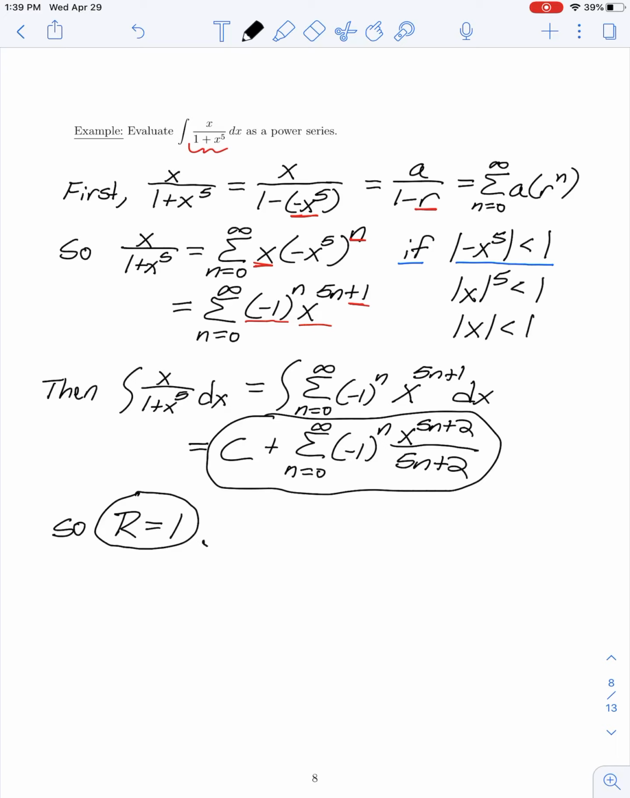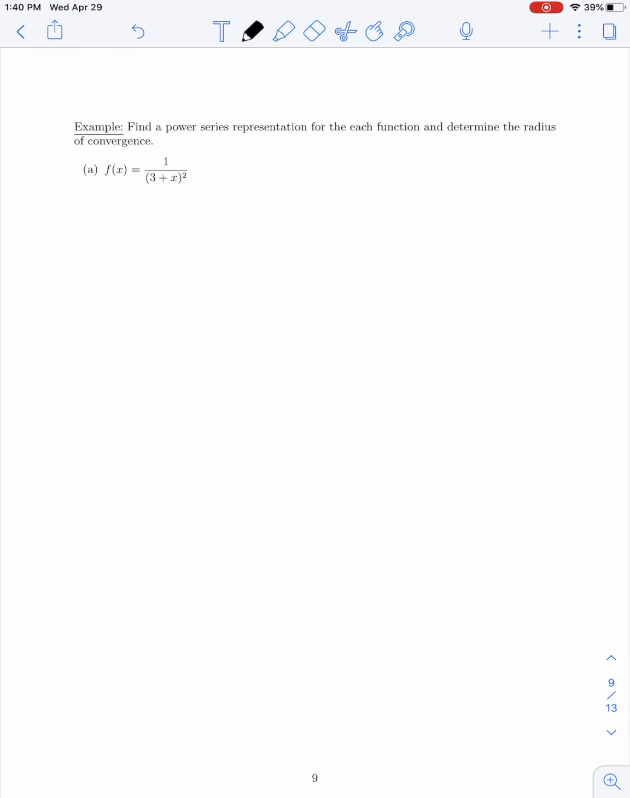So let's look at some other examples where we'll have some more applications of differentiation or integration of a power series. So in this next one, we are asked to find a power series representation of each function and determine its radius of convergence. So in part A, we have the function f of x is 1 over (3 plus x) quantity squared. Now, if it was just 1 over 3 plus x, I could rewrite that ratio in the form of the sum of a geometric series.